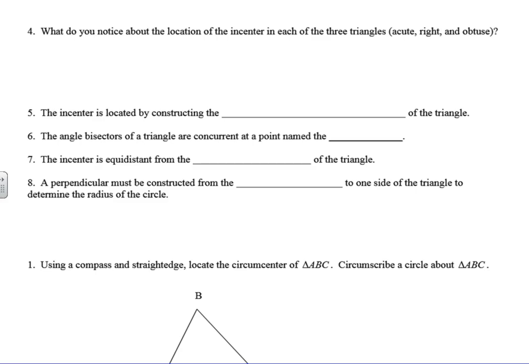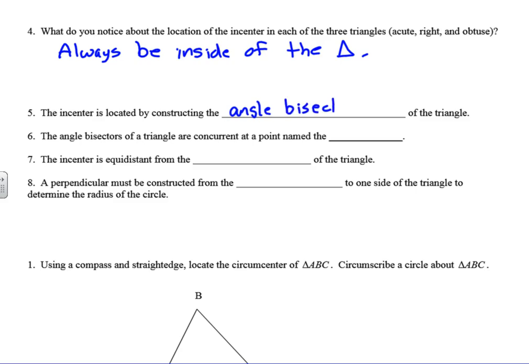Now we didn't do all three of these, but I'll give you the answer to this. What do we notice about the location of the in-center? It will always be inside of the triangle. So the in-center is never going to happen outside of the triangle. The in-center is located by constructing the angle bisectors of the triangle. The angle bisectors of a triangle are concurrent at a point named the in-center.